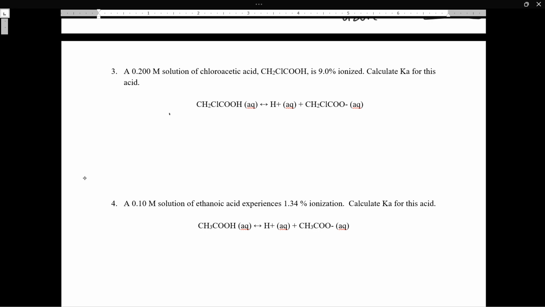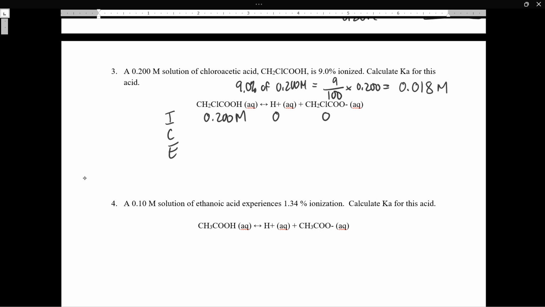We've got an acid, and I'm going to set up an ice chart to organize what I know. I know that I'm starting with 0.2 molar chloroacetic acid, and that's all that seems to be present in the solution. So I'm just going to say those start out at 0, and 9% of it ionizes. Okay, so let's figure out what 9% of 0.2 molar is. 9 hundredths is one way to think of it, or however you do this in your calculator. So I want to take 9% times 0.2. So 9% is 0.018. That is how much of my original sample ionizes.